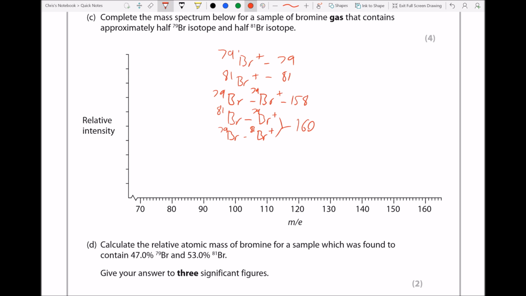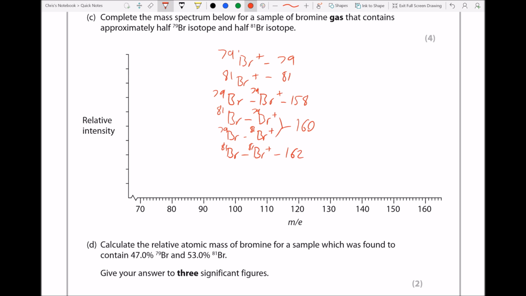That's going to be important when we draw a graph, because that's going to double the peak compared to these ones. Each one of these is going to give one peak, but because we've got two potential arrangements of this one, this is going to give a peak twice as high. And the last one is both of them bromine 81, positive charge, and that's going to have a mass of 162.